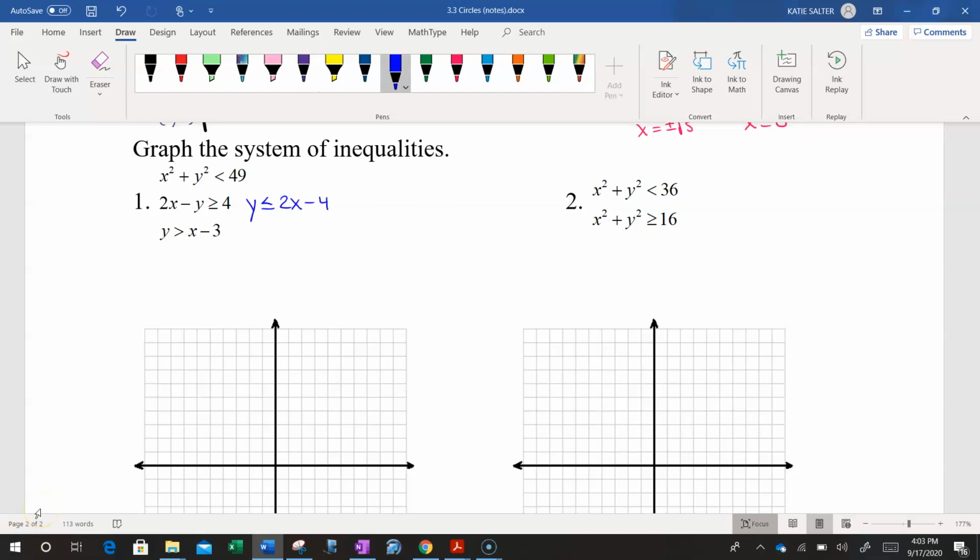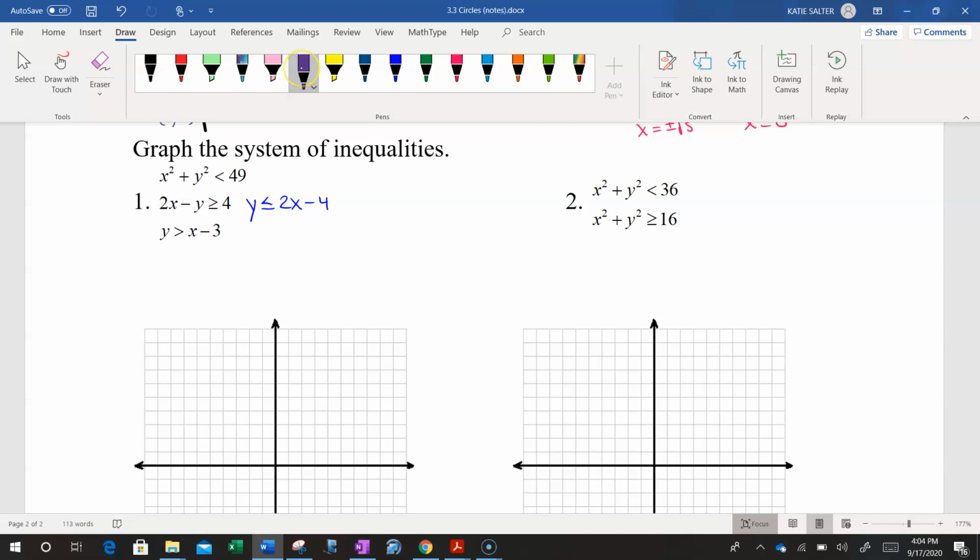If we solve that one correctly for y, we should get y is less than or equal to 2x minus 4. Remember, when you multiply or divide by a negative, it flips that symbol. So when we subtract that 2x over and then divide the whole thing by -1, it flips the symbol and changes all the signs. All right, so the first one we've got a center at 0, 0.